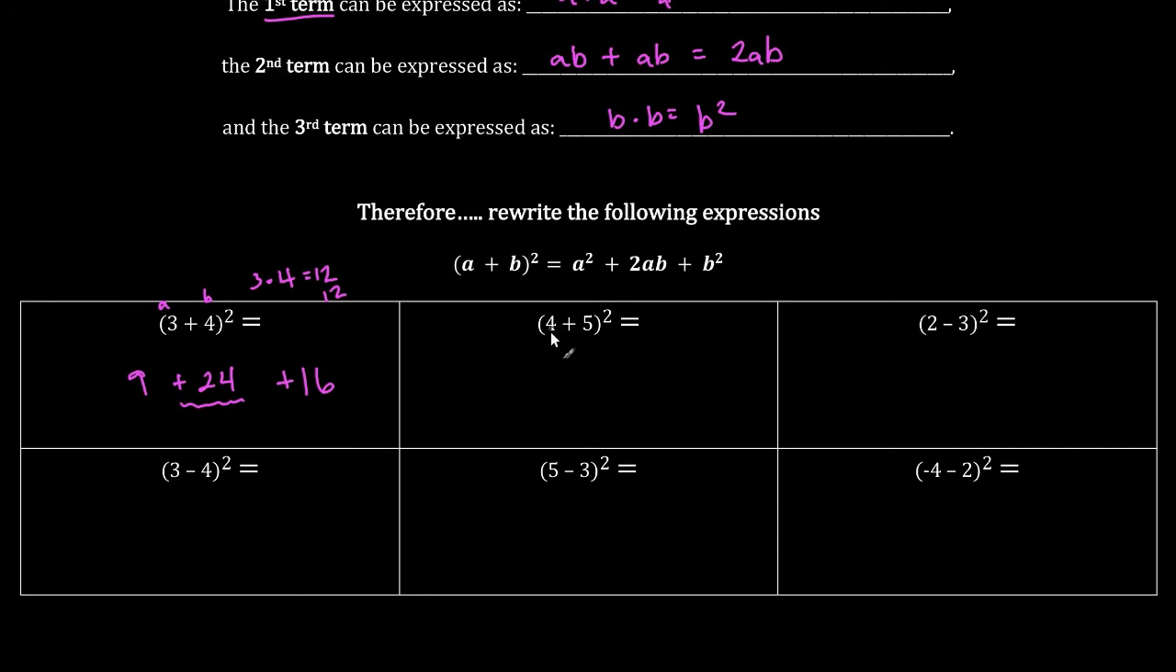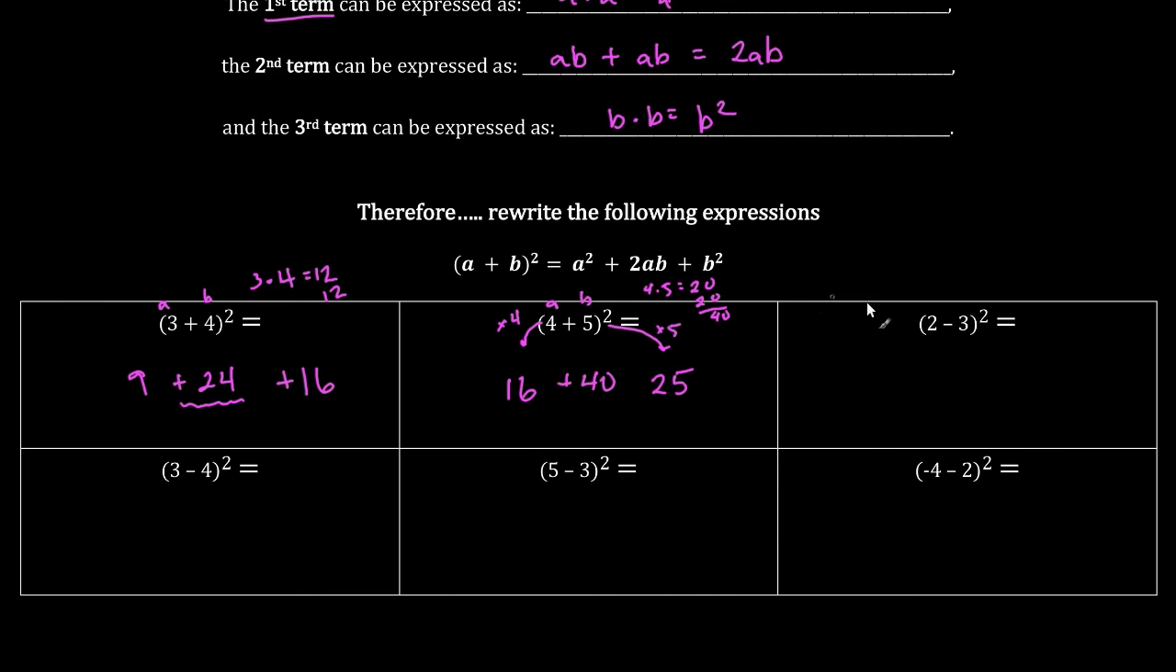Let's try this one. 4 times 4 is 16. 5 times 5 is 25. Now remember, I'm going to have to multiply 4 times 5 and 5 times 4. So it's really 4 times 5 is 20, and I have 2 of them. So I get 40, positive 40.